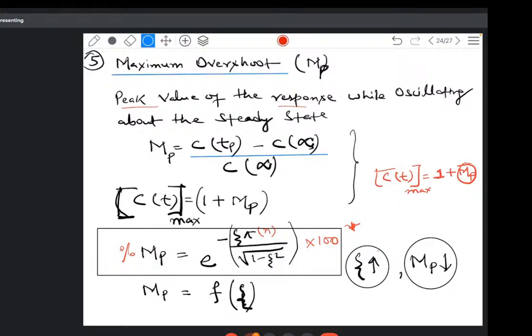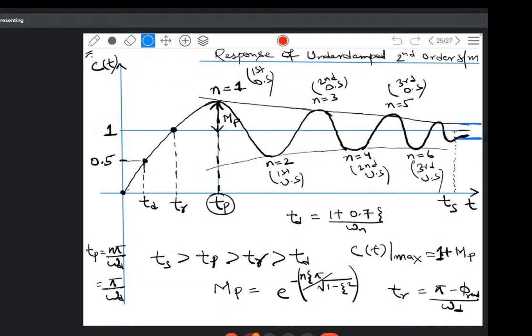Okay, now I'll show you the overall specification parameters with the response. So this was my response of what response? A unit step response of a second order underdamped system. I have magnified the overall response so that you can understand everything. So what was delay time? Delay time was the time taken by the response of the system to reach 50% of the steady state value of the output at its first attempt.